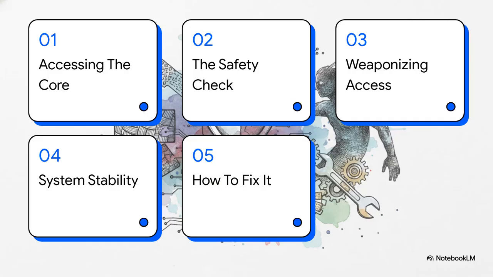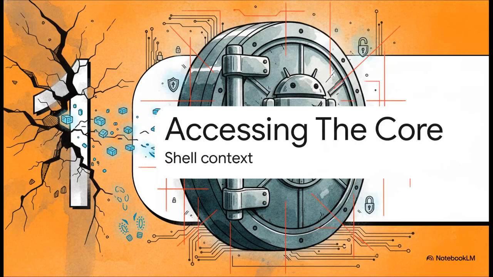To make sure we extract the absolute most value from this report, we're breaking it down into 5 sections: accessing the core system, the missing safety check, weaponizing shell access, threat to system stability, and finally, how to fix it. Section 1. Accessing the core system.